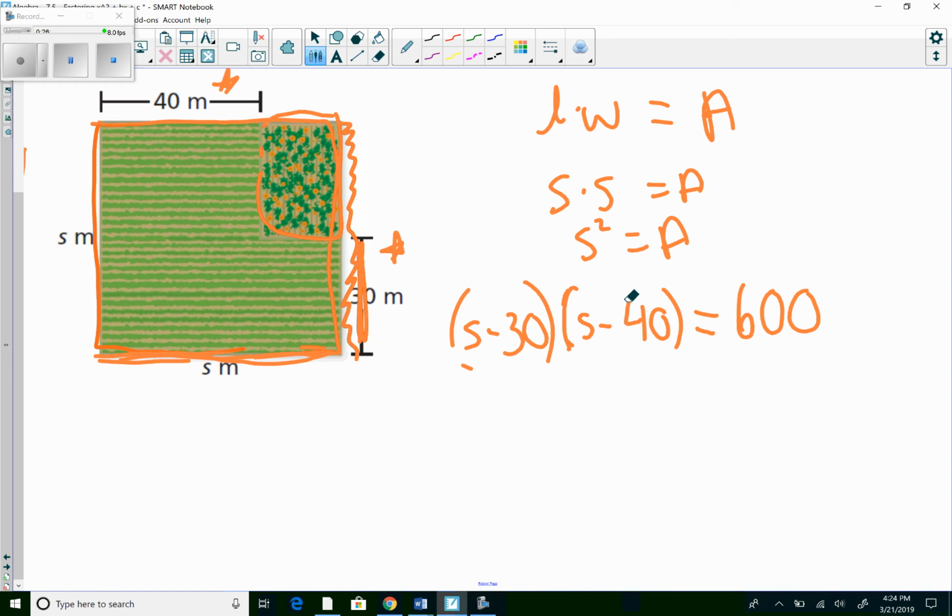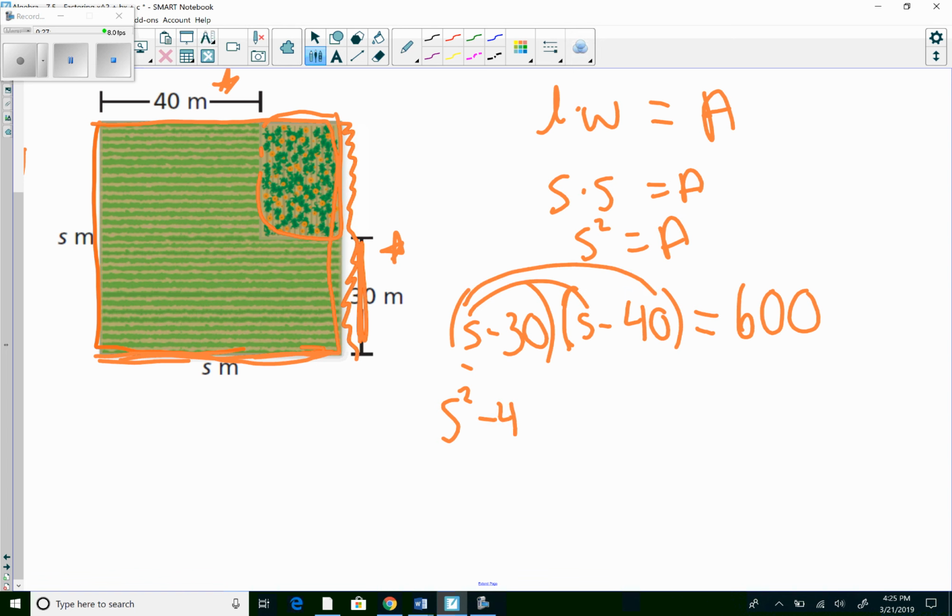Step number two, we can't just take S minus 30 and set it equal to 600, and S minus 40 and set it equal to 600. Remember, we can only do that when it equals 0. That's the zero product property. So here's what we have to start by doing. We have to FOIL all of this together, or if you're a box method person, we box all this together. So we have S squared, there's our first and outsides.